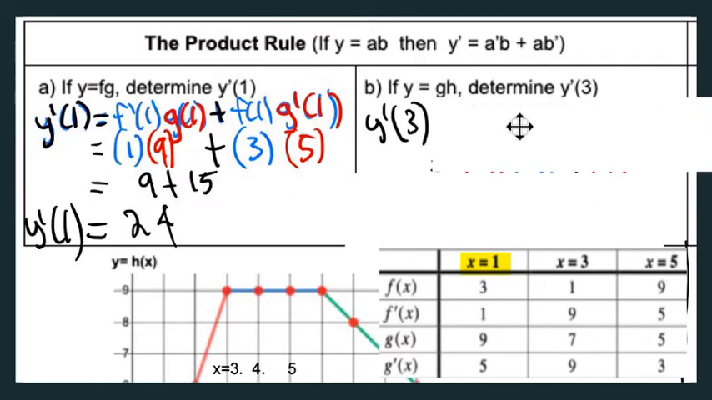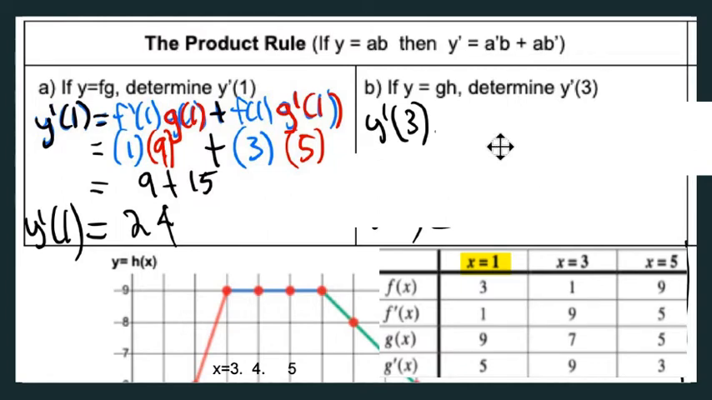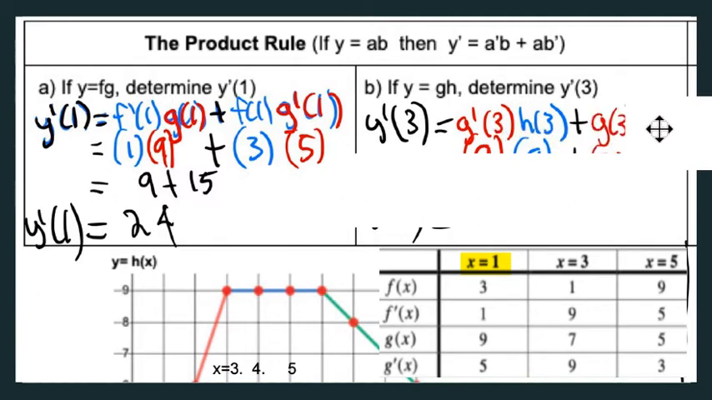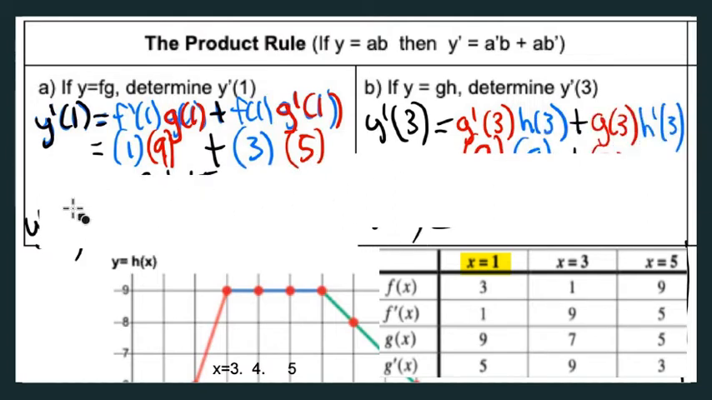So what are we going to be doing here? We're going to be finding out y prime at 3. And so, again, the a part is going to be g, the b part will be h. A times b, g times h. A prime b is g prime at 3 multiplied by h at 3. Then we have g at 3 multiplied by h prime at 3. Okay, and that's a prime b plus a b prime. We're figuring out the tangent slope where x equals 3. So we've got that one.